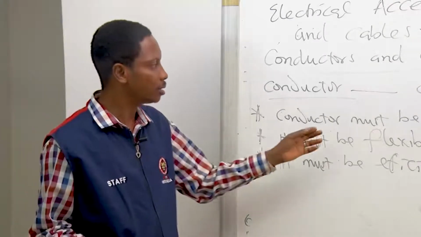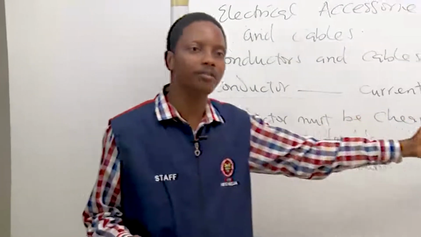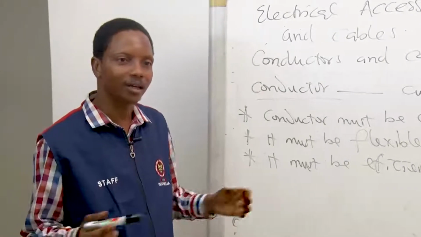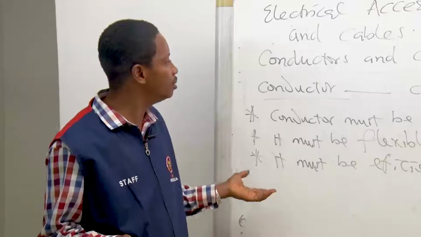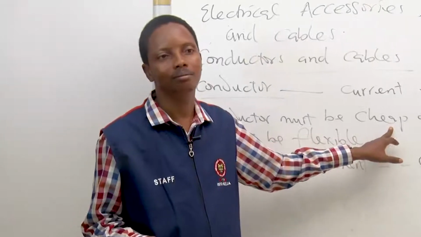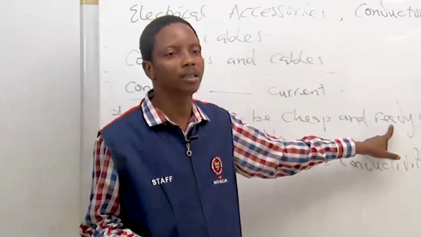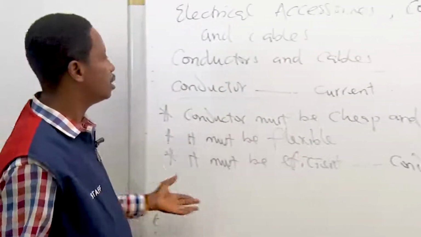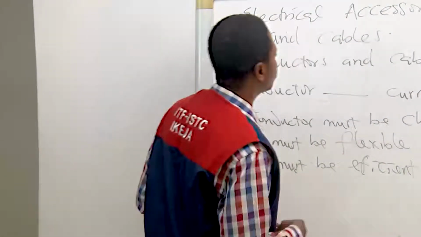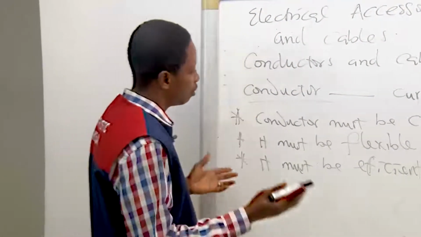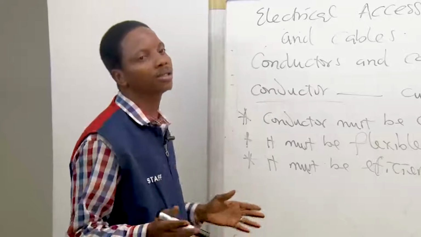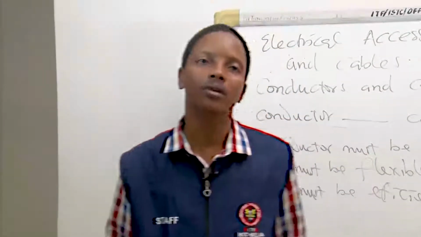Why? Because they are cheap and readily available. Gold is a conductor. Silver is a conductor. But the problem is they are not cheap and not readily available. In fact, in terms of efficiency, they are better, but they are not cheap. That is why we make use of what? Copper and aluminum. So, what is a conductor now? A conductor is a material that allows easy flow of electricity.